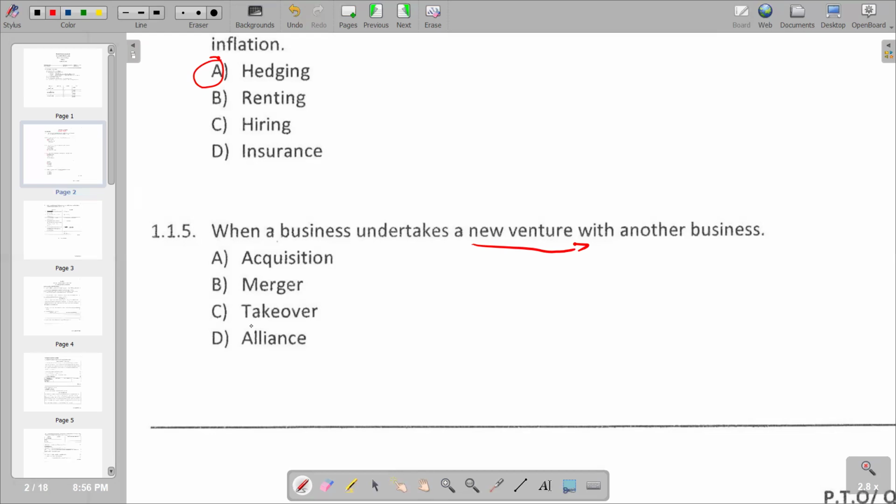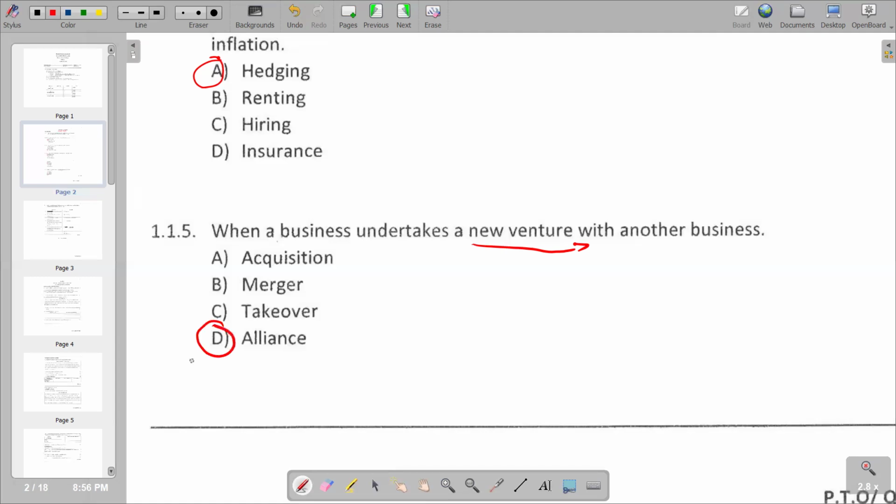The explanation we have for a business alliance is that this is a strategic partnership that enables companies to leverage each other's strengths and resources to achieve common goals. That is the explanation on business alliance, and you would see that this exactly matches the explanation we have there. So we are saying D is the correct response.